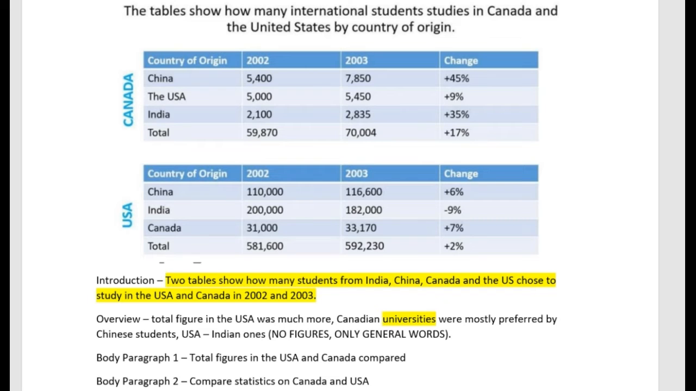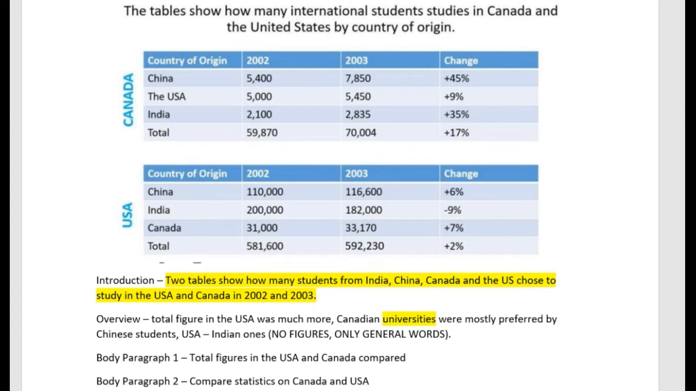The overview is the paragraph where you don't include statistics, for example, 45% of people, or 5,400 students, or then the figure rose by 45%. Nothing like this. Details will be mentioned in the body paragraphs. But in the overview, you will mention key information like general trends and changes.